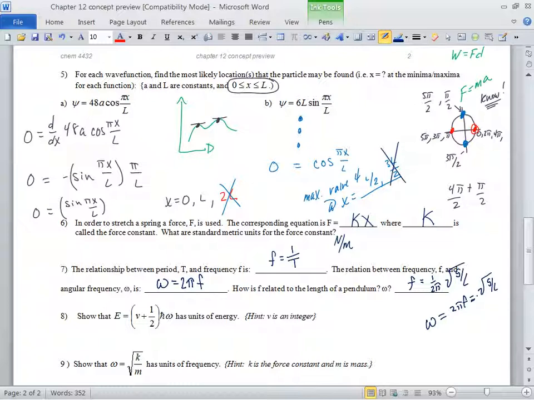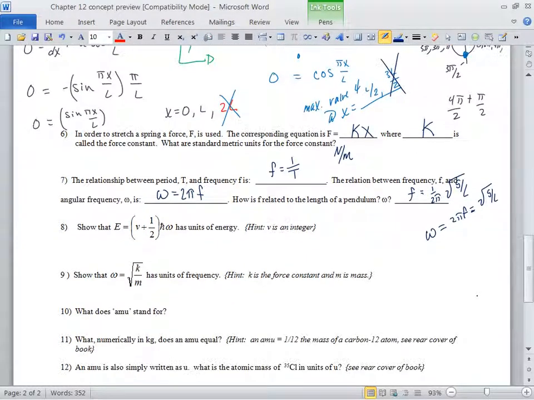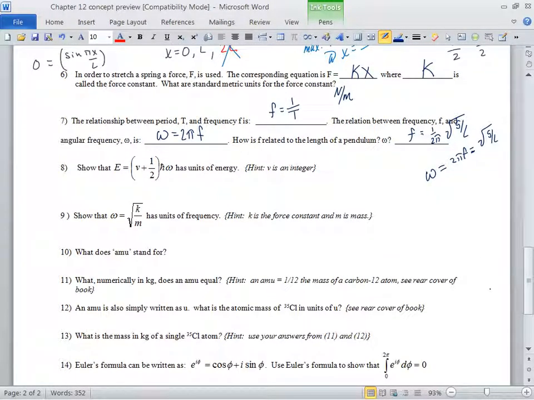Show that this expression has units of energy. Okay, so we're getting into some funky variables here. v plus 1/2. Any units there? No. Now what is this? h with a line through it. Planck's constant over 2 pi. Good. So that has units of joules per second or joules times seconds? Joules times seconds.